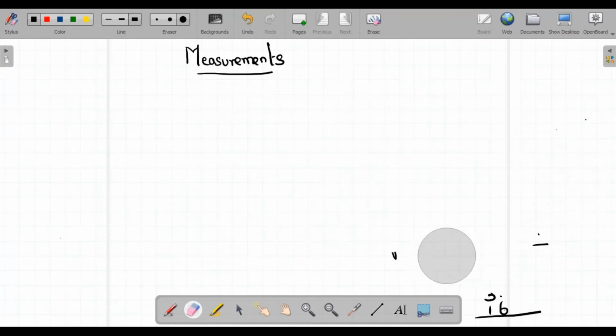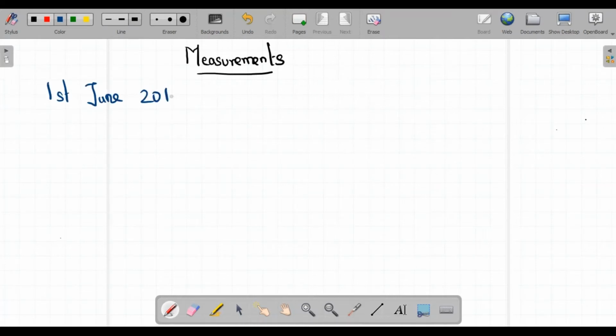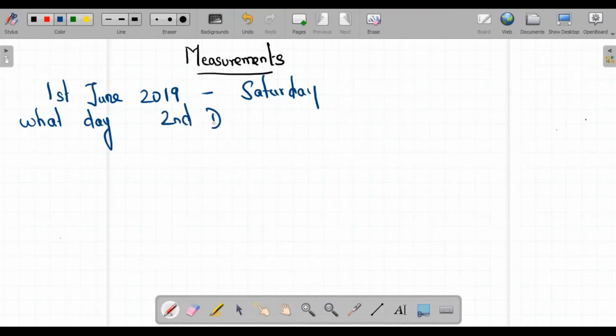Now let us take a slightly different problem. In this case, the 1st June of 2019 is a Saturday. I want to know what day is 2nd December 2019. So let's see how to solve this problem.